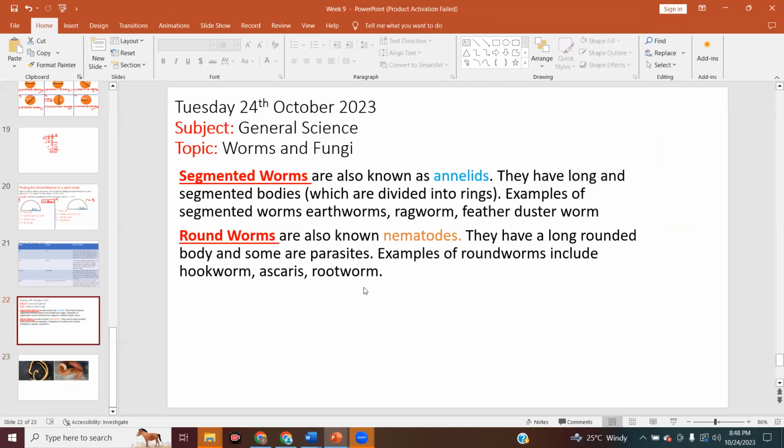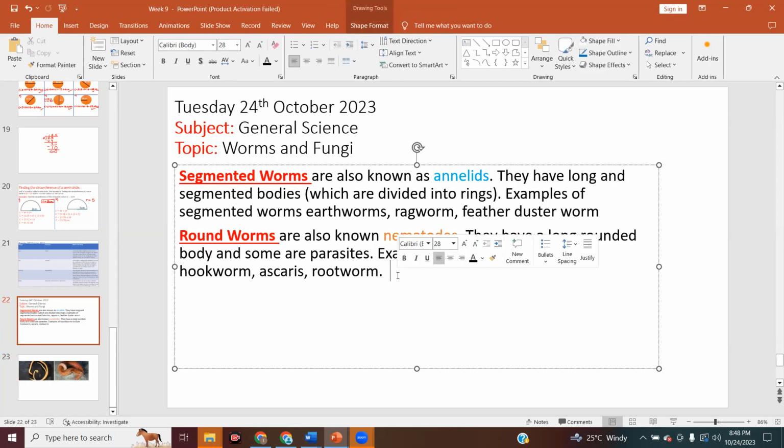All right. Now let's move on to the last type, which is going to be the flatworms. The flatworms.